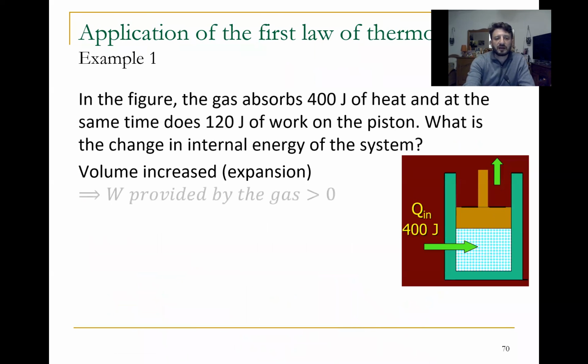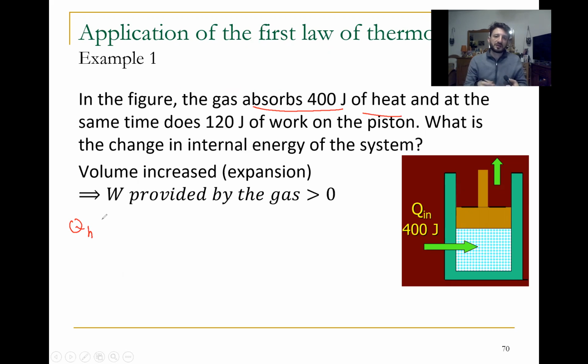I give you here an example: application of the first law of thermodynamics. Here we have a gas inside a piston. The gas absorbs 400 joule of heat. What do I mean? I mean Q hot. When the system gains a quantity of heat, it means Q is positive. When the system loses a quantity of heat, Q is cold. So Q hot equals plus 400 joule.